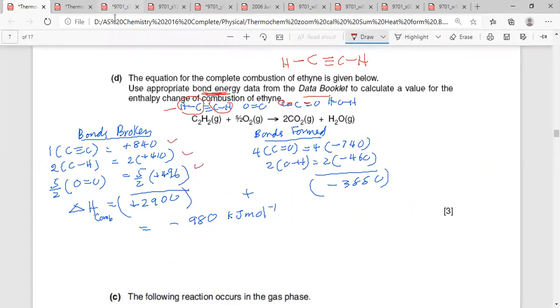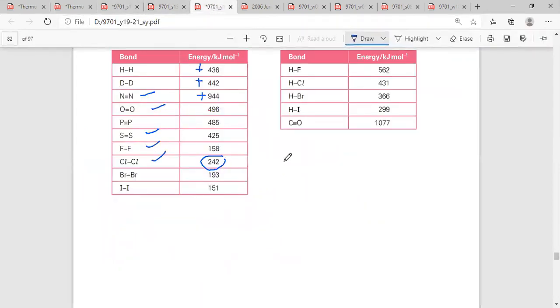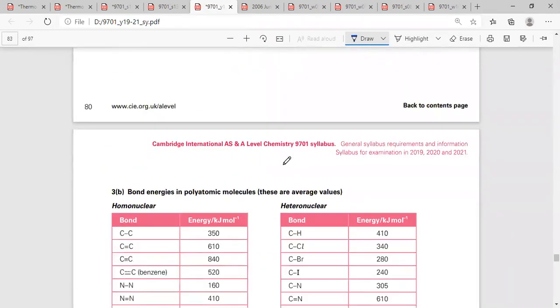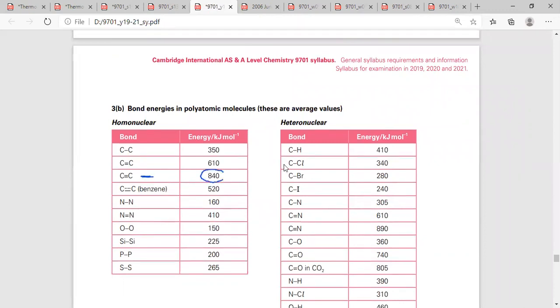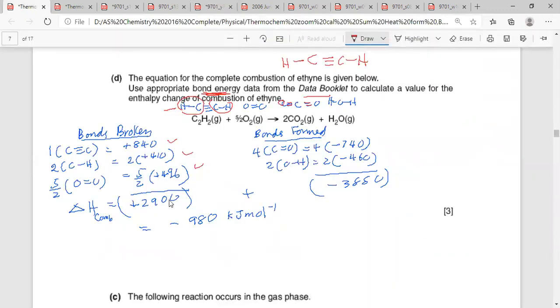Have a look at carbon double bond carbon. Carbon triple bond, I think it's over this side here. See here. Triple bond, 840. So here is 840, positive. That means I'm breaking the bond. C-H bonds, 2 of them. Why? Here's 1, here's 1. Oxygen, 502, moles. So the total is on here, and here is this one here.